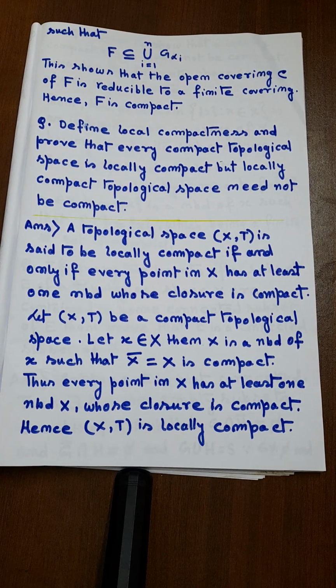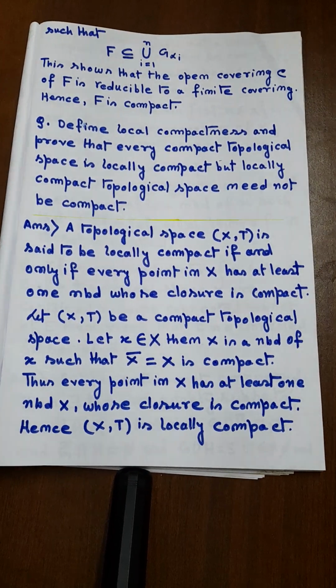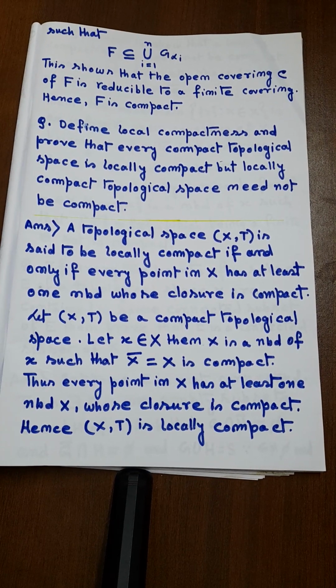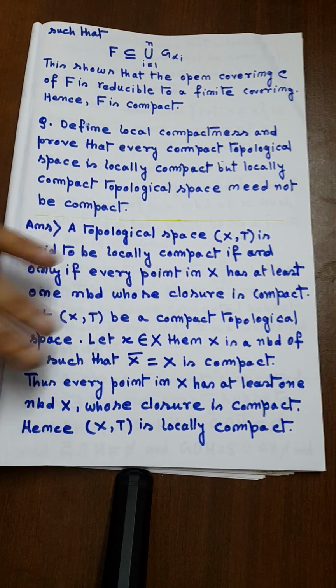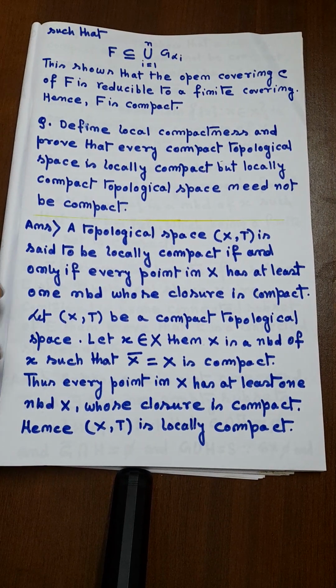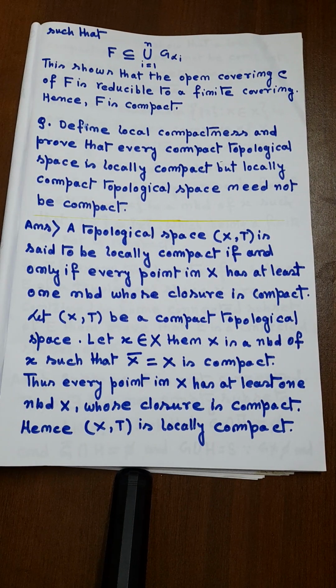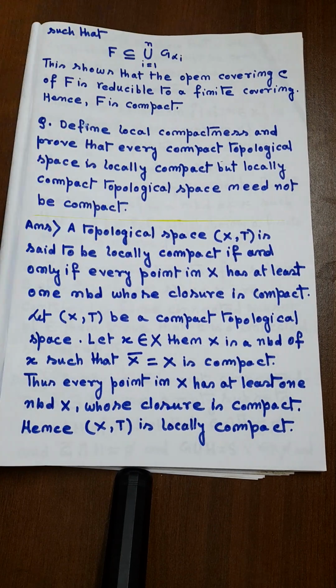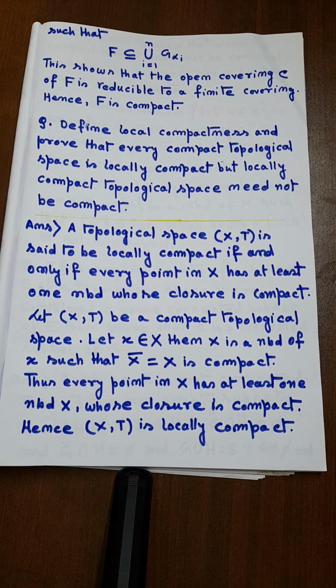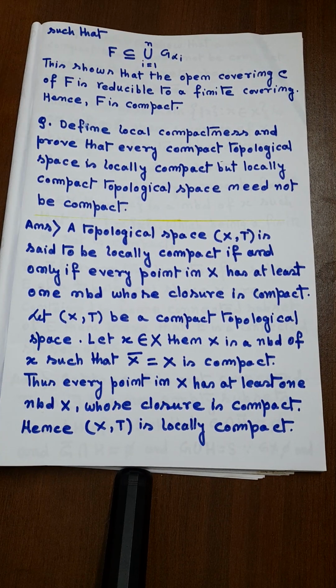Let (X, T) be a compact topological space. Let x belong to X, then X is a neighborhood of x such that the closure of X, which equals X, is compact. If you don't have an idea of closure and neighborhood, go to my previous videos, because these are all based on the properties of closure, compactness and neighborhoods of a set. Thus every point in X has at least one neighborhood whose closure is compact. Hence we can say that (X, T) is locally compact. Take a screenshot of this.